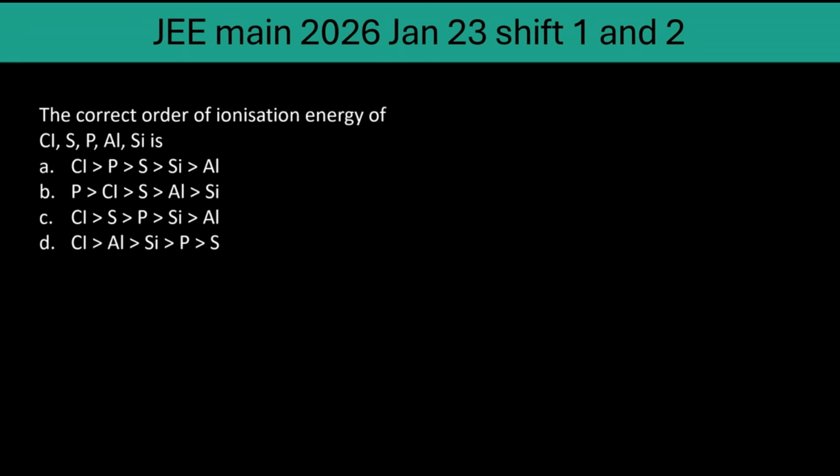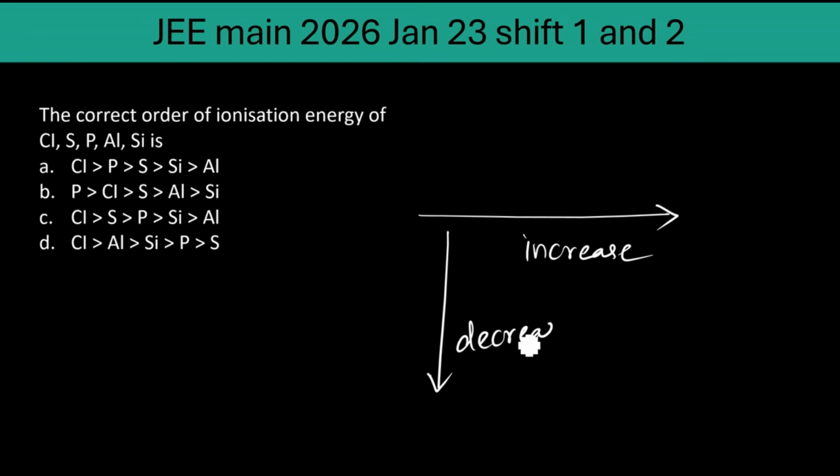The correct order of ionization energy of chlorine, sulfur, phosphorus, aluminium and silicon is given. So ionization energy, very simple trend. We know moving left to right in the period, it increases, and top to bottom, it decreases. Shells increase and the atomic radii decreases, those are the reasons. So here we have a mix of elements like chlorine, sulfur, phosphorus. And we have an exception also.